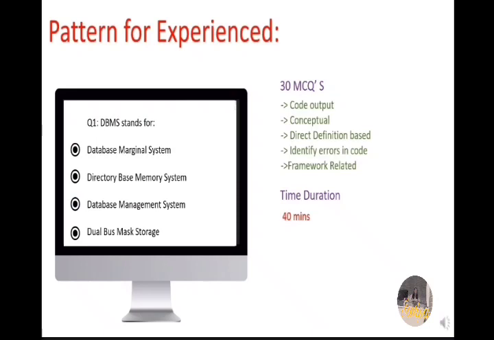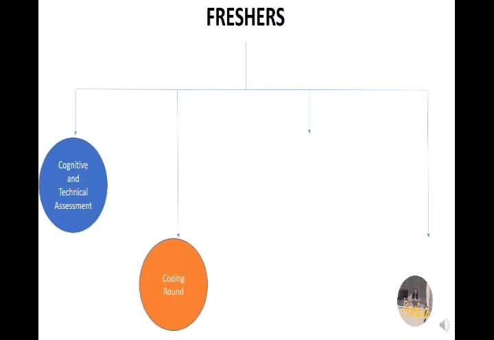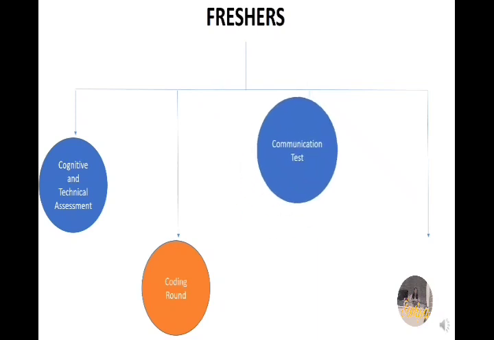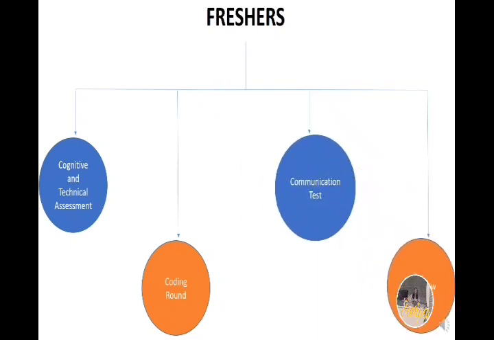So now let's get into the freshers side. So freshers, I think I have covered almost for you. If anything goes wrong, please rectify me through the comment section so that other freshers may know the actual topics. So freshers hiring will be based on four sections, 4 rounds. The first one is the cognitive and technical assessment, the second round is the coding round, the third round will be the communication test, and the fourth round will be based on the interview.